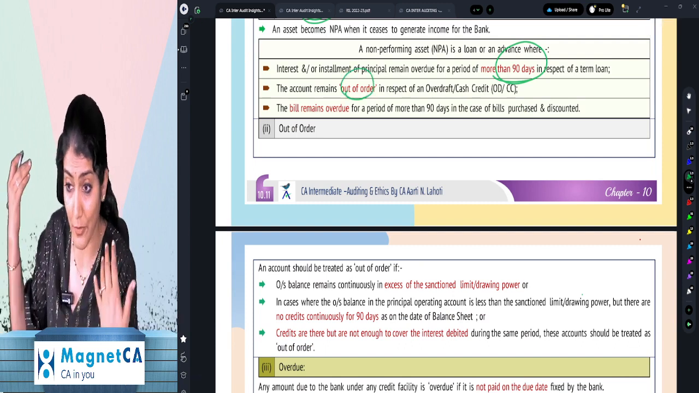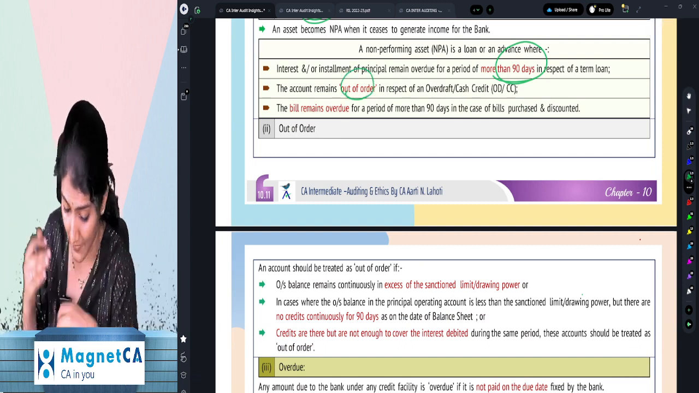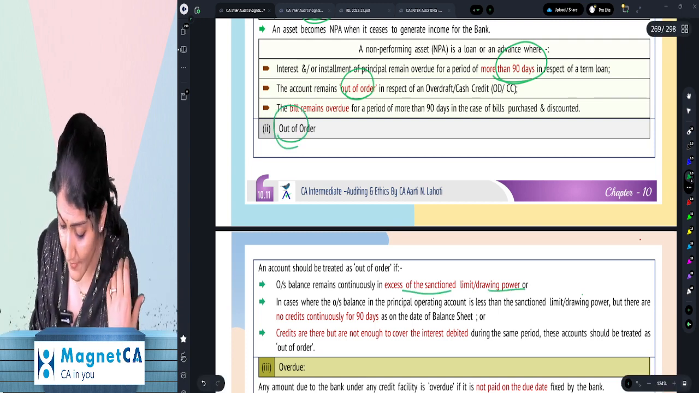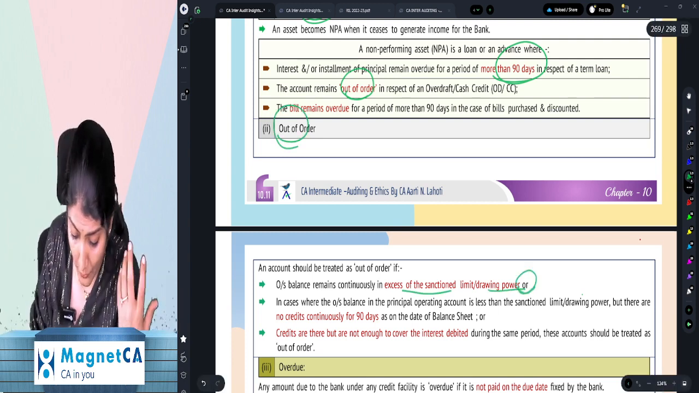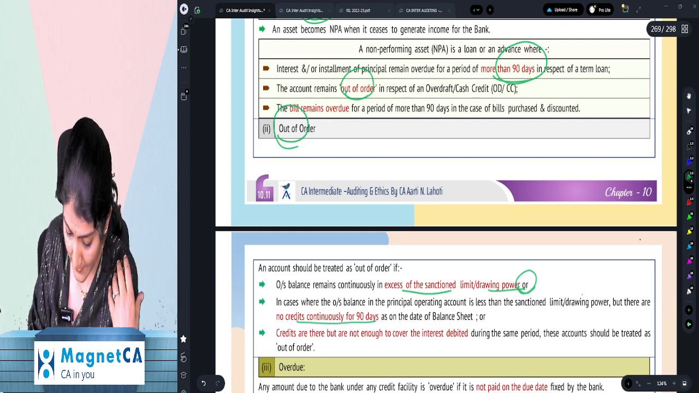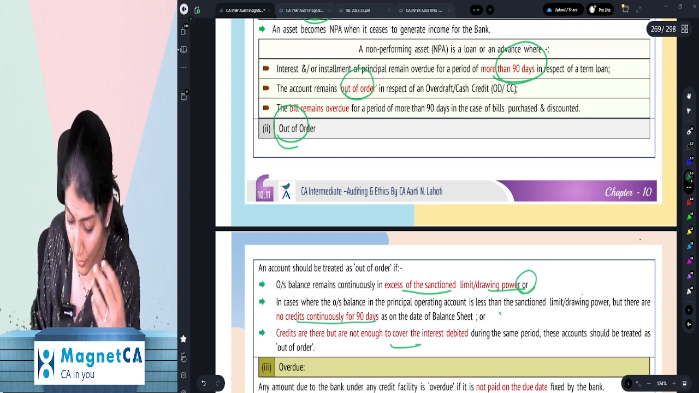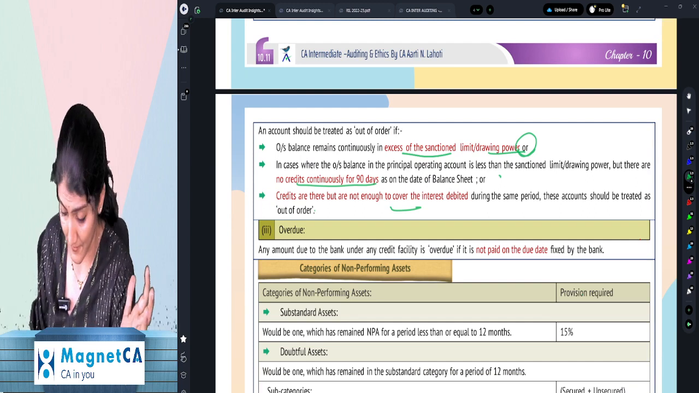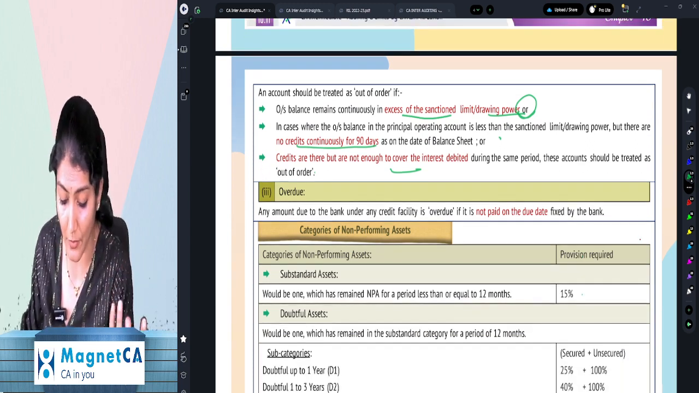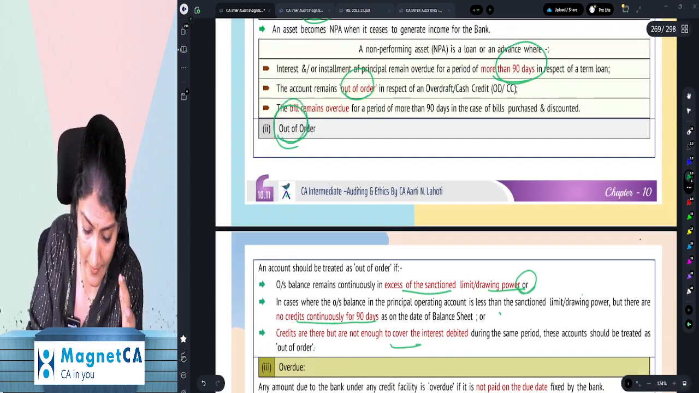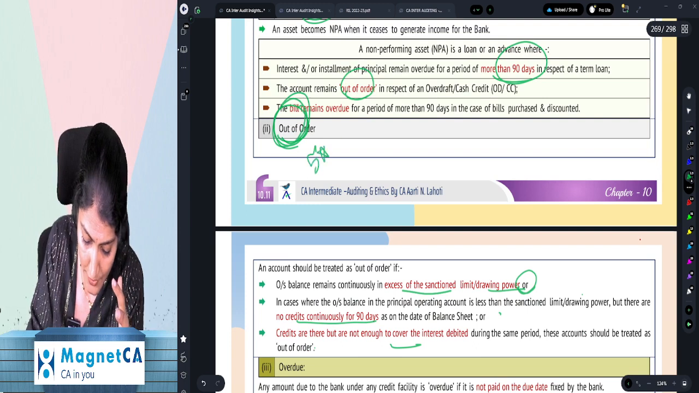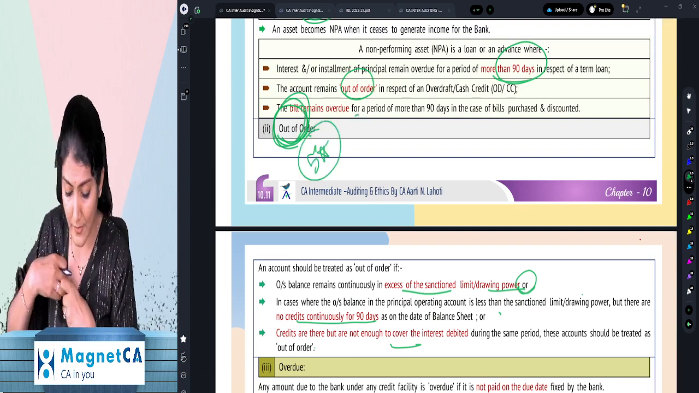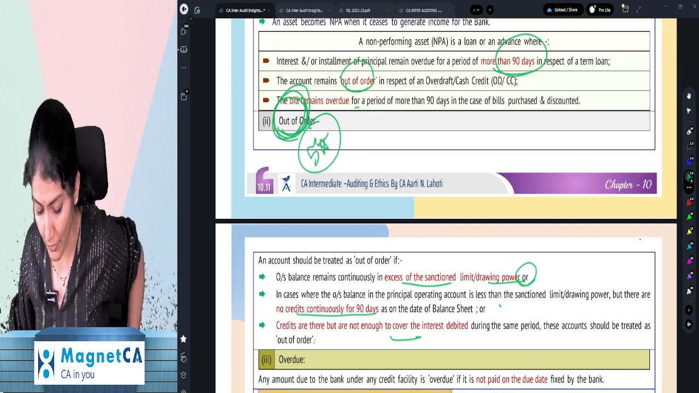And then I also taught you regarding the agricultural advances, right? Out of order, what does it say? When it has exceeded the sanction limit, or there are no credits continuously for 90 days, or credits are there but not enough even to cover the interest debited during the period, right? Is there a special question asked in your exams on this one? Out of order? Yes. Right, lot of questions seen in your exams regarding the out of order.